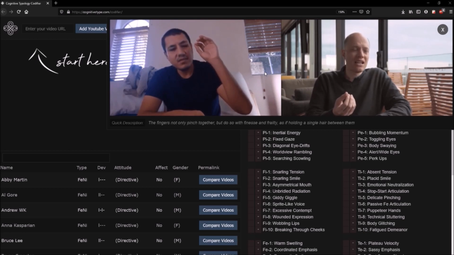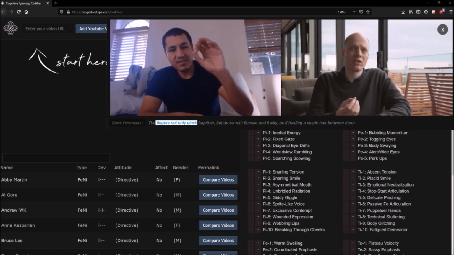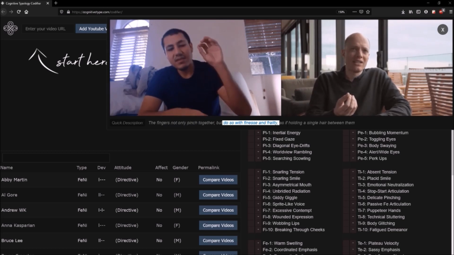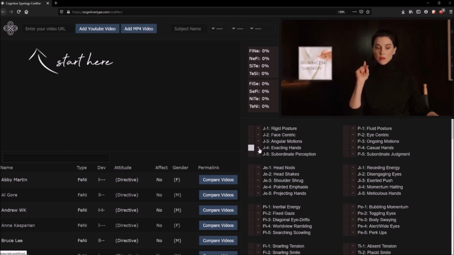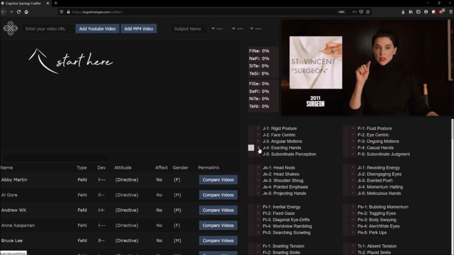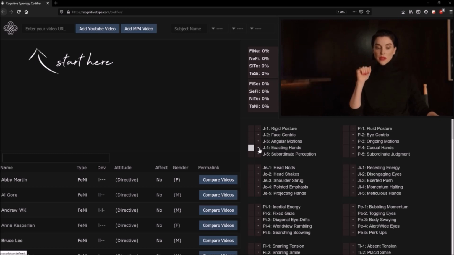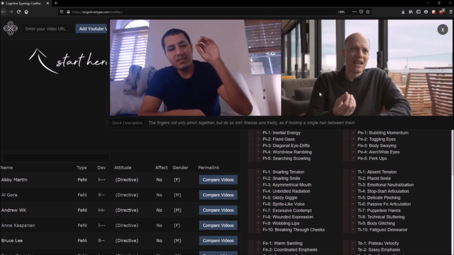The thing to look out for here is the finesse and the frailty. So it says here, the fingers not only pinch together, which again anybody can do, but they do so with finesse and frailty, as if holding a single hair between them. So notice here how very gently the fingers hold together. Now there's ways to do this that are not so gentle. For example, here in exacting hands, there's a pinching of the index and the thumb, but that is not necessarily delicate pinching. It's called delicate pinching because it's supposed to be delicate. And so that delicacy is crucial to the identification of the signal.